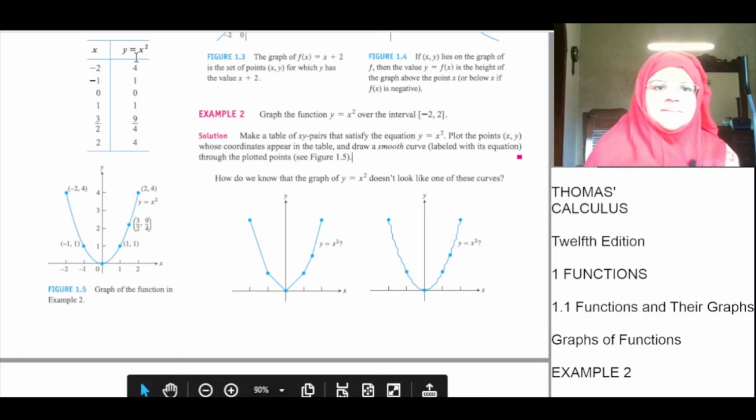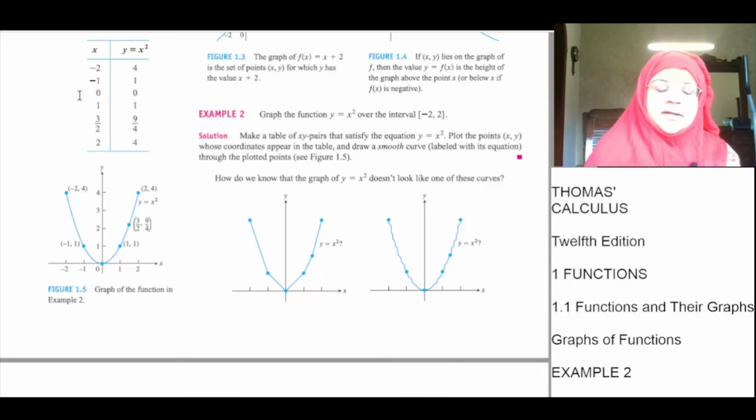If you look at the table, at x = -2, y = 4; at x = -1, y = 1; at x = 0, y = 0; at x = 1, y = 1; at x = 3/2, y = 9/4; at x = 2, y = 4. If we plot all those points on the graph and join them with a smooth curve, we get figure 1.5.